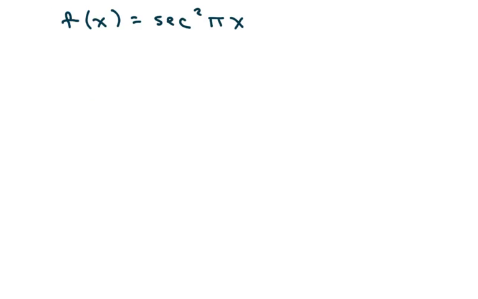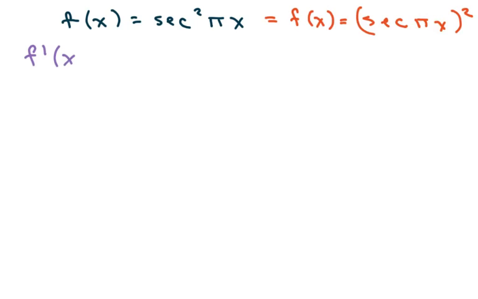And the last one is the secant one. This one's rather lengthy. So first we're going to write this as f of x equals secant squared of pi times x. And then I'm going to use the chain rule and take derivatives.